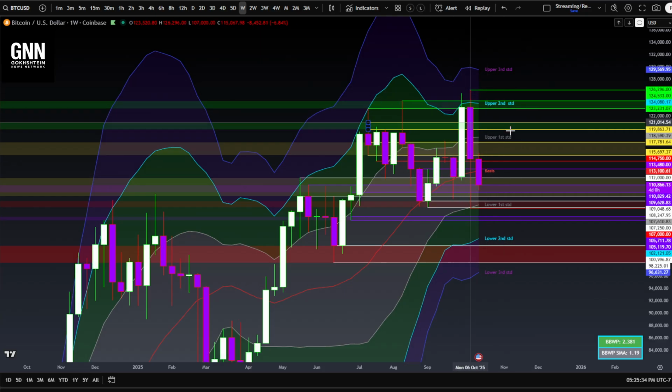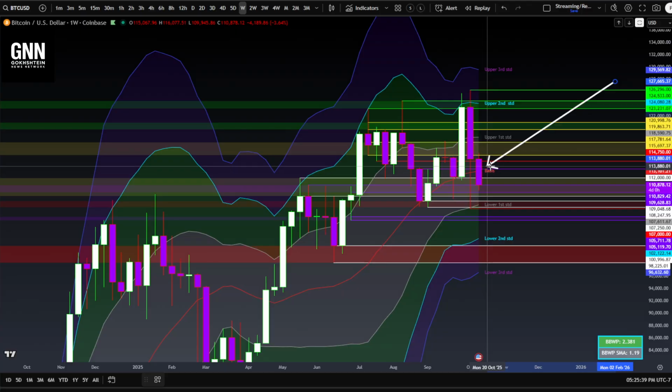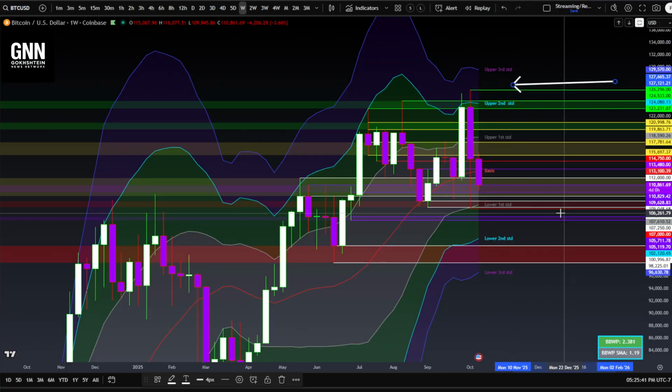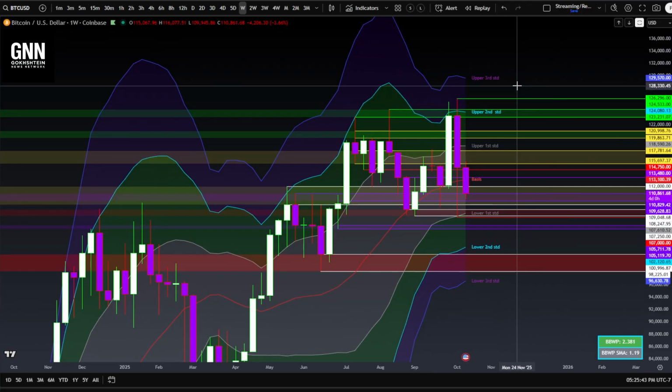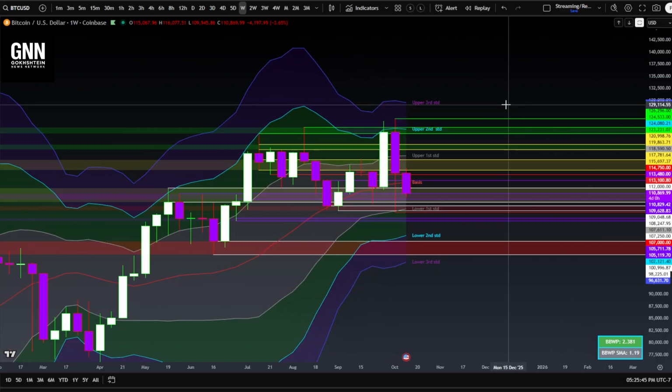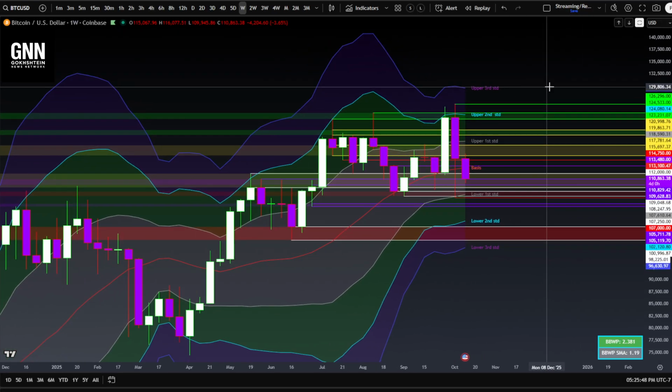I mean, it still favors the bull setup here. A little less so if we start closing below the basis band on the weekly, but there's still some time to go for this weekly candle, and we'll see how we end it, and then how we begin the new open next week.